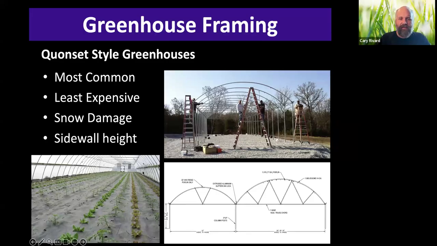This Quonset style greenhouse here is very much at an angle, right? It's a prefab job, and so you're going to have troubles on the sides of it with tall crops. You could have some issues with snow there as well.